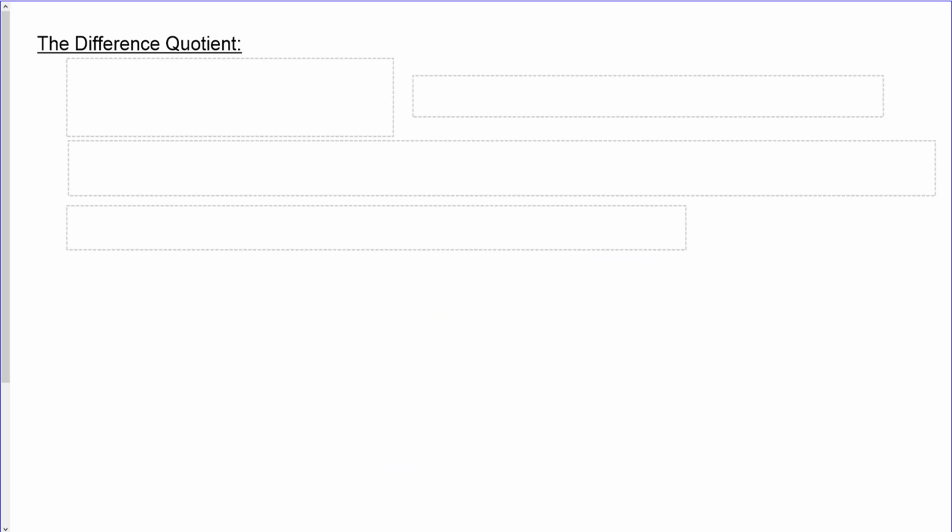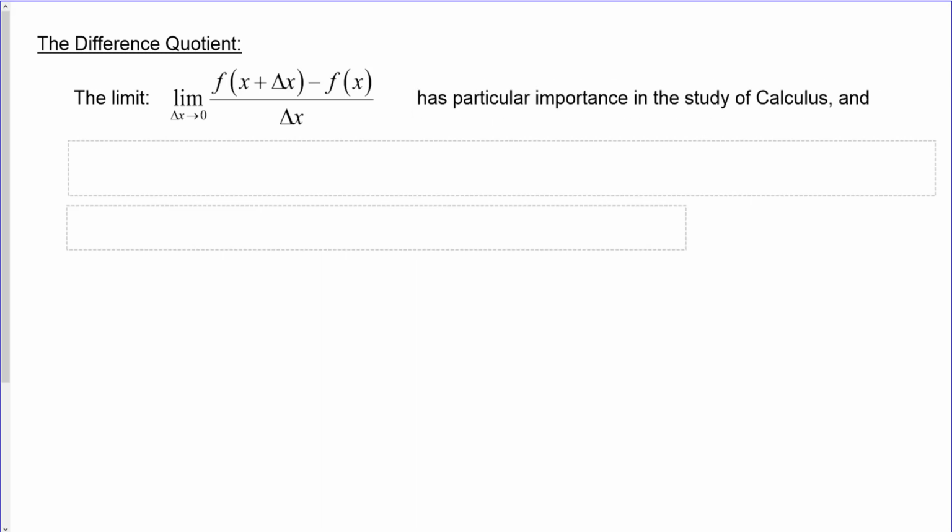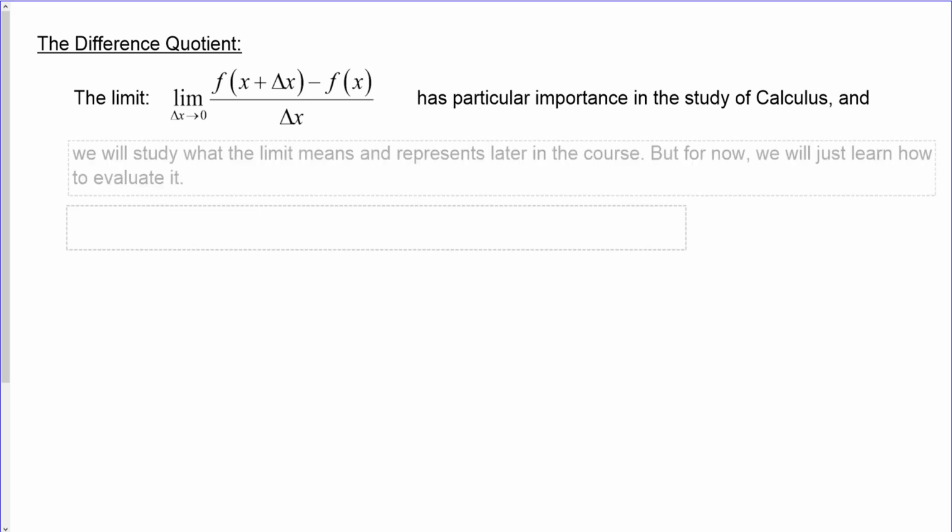The last thing that I'm going to do with these analytic limits is the difference quotient. The difference quotient is a limit that looks like this. It's the limit as delta x goes to 0 of f of x plus delta x minus f of x all over delta x. And this thing has a particular importance in the study of calculus, which we'll look at later in the course, but for now we just want to learn the mechanics of how to evaluate it.